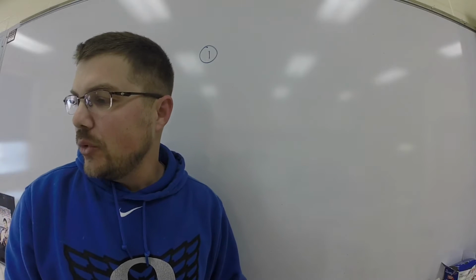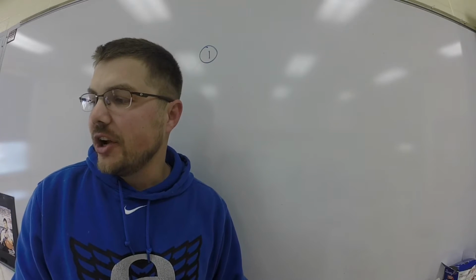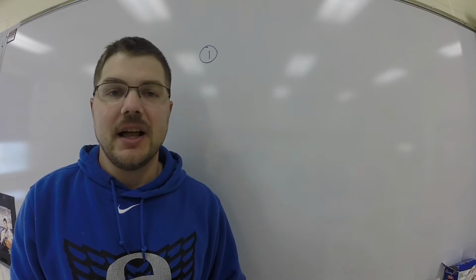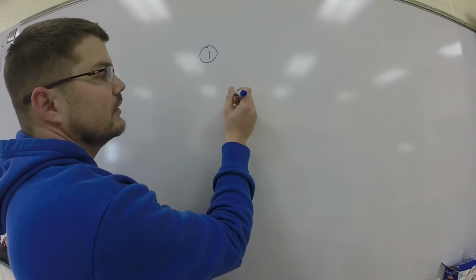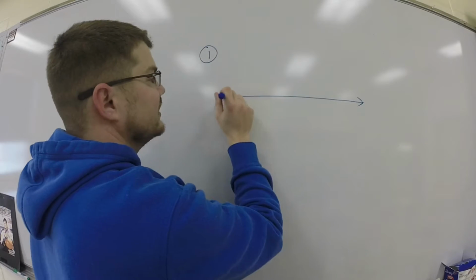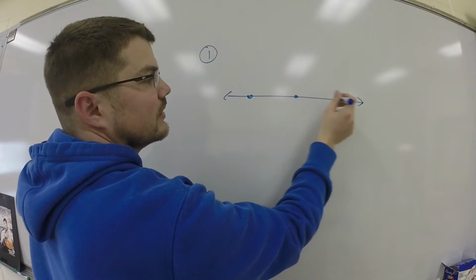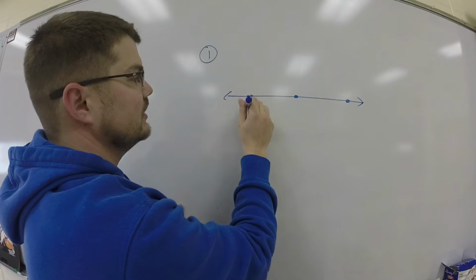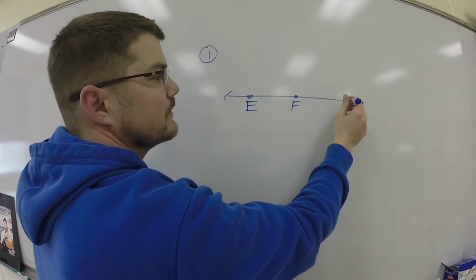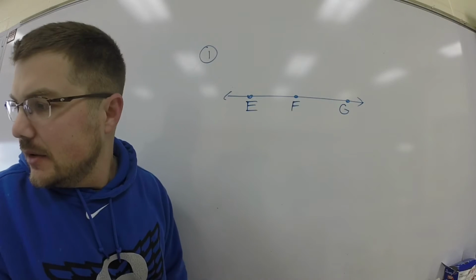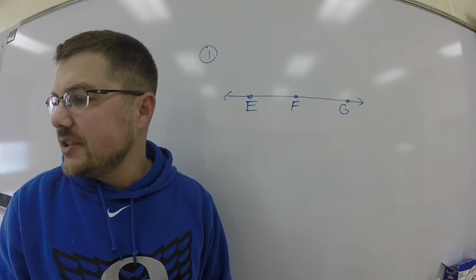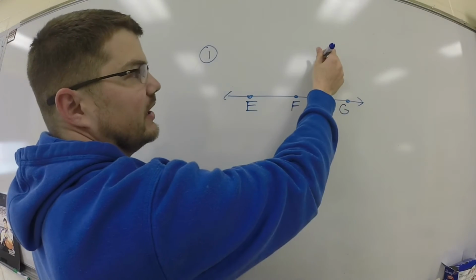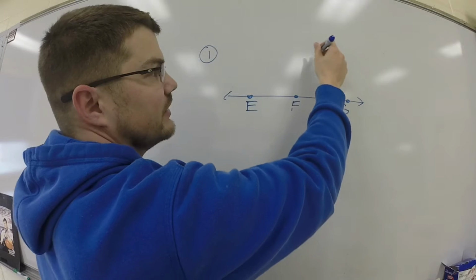Number 1 says points E, F, and G are collinear. And all that means is the 3 points are on the same line. So let's draw that. So we have a line, and we have 3 points that are collinear, E, F, and G. Right, and it says point H is a point not on line EG. So let's draw point H somewhere not on this line.